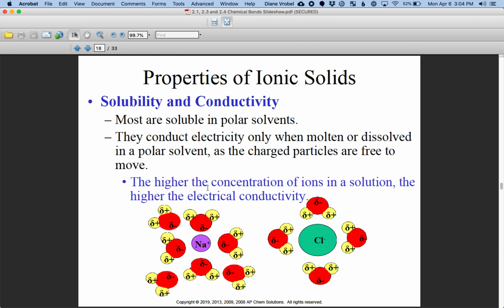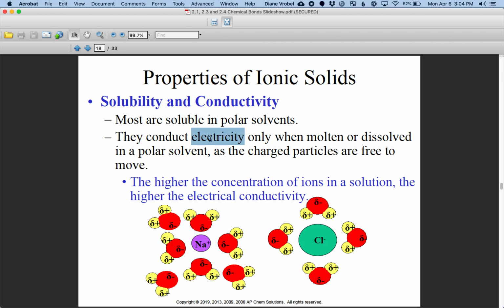Now this is something that you probably know already: typically ionic compounds are soluble. Although you have to be careful, because remember when we talked about Ksp, there are salts that are slightly soluble. So you've got to pay attention to their solubility product.